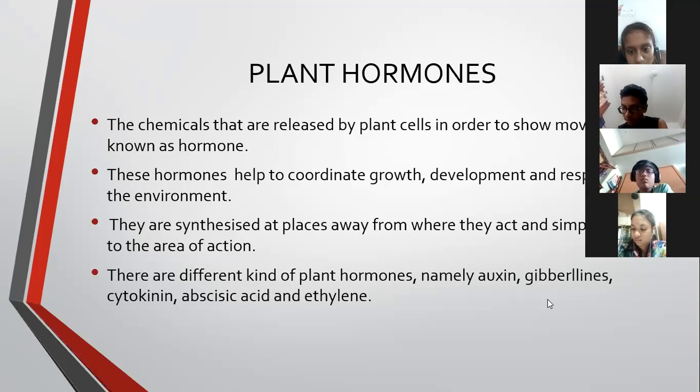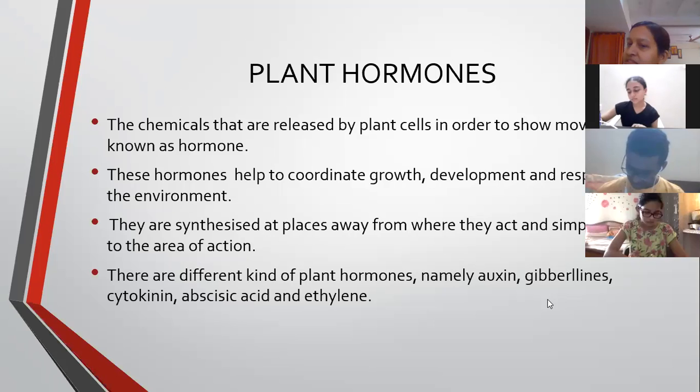All of you might have seen that a raw mango is green in color, whereas a ripe mango is yellow in color. Raw mango is sour in taste, ripe mango is sweet in taste. So these changes are happening not only in mango, but in every single fruit; certain changes happen when the fruit ripens. That is because of the hormone ethylene.